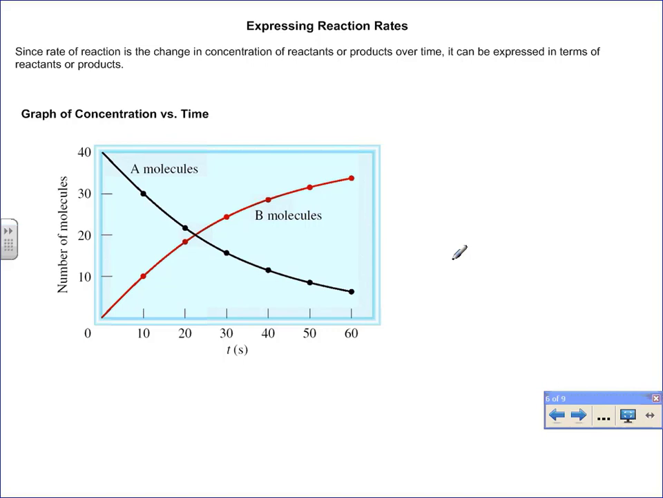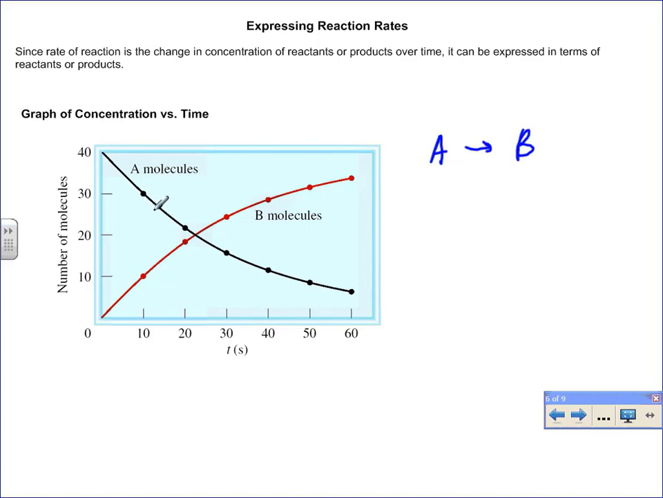Now, because reaction rates are monitoring the concentration with respect to time, we can look at this graphically. If we look at this particular reaction of A molecules going to B molecules, we can monitor the number of molecules over time. So in the first 10 seconds, we've consumed 10 molecules of A, and we've produced 10 molecules of B, which reflects this one-to-one ratio that I have right now.